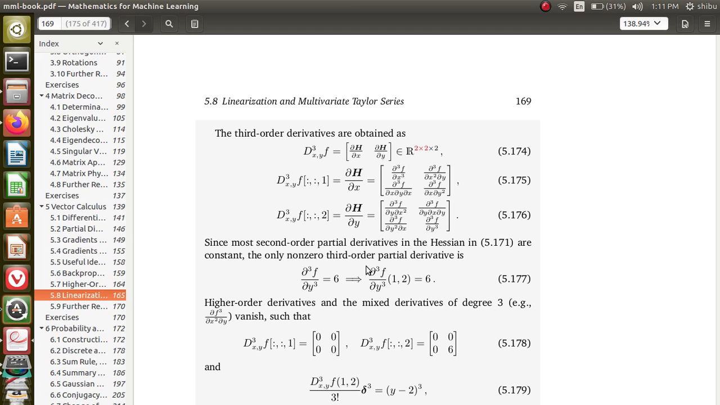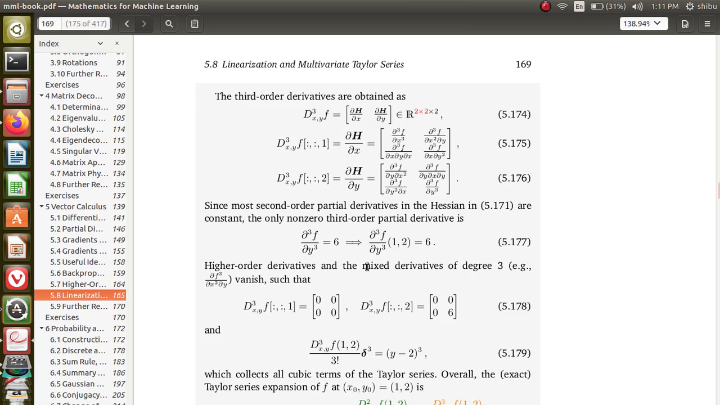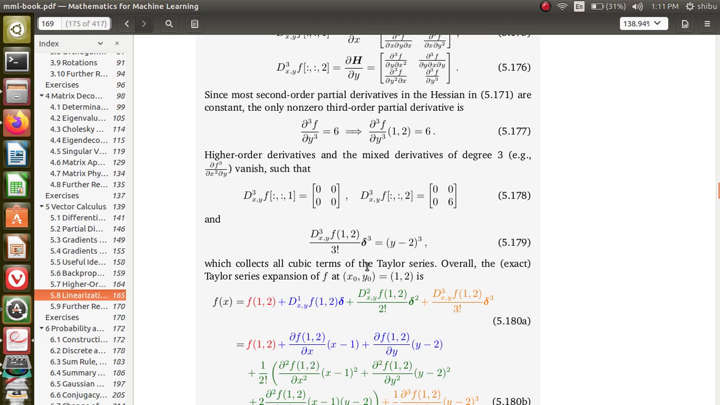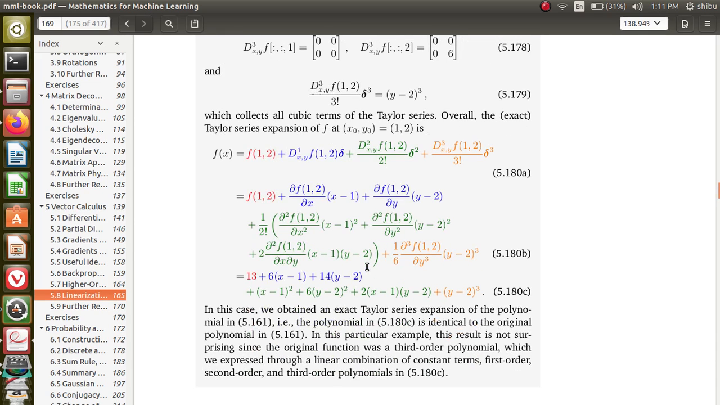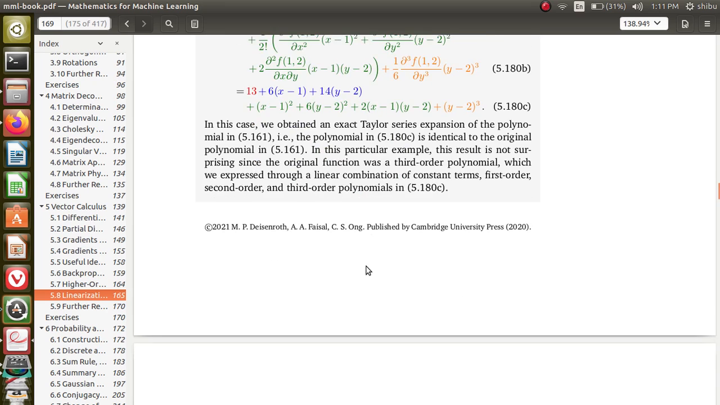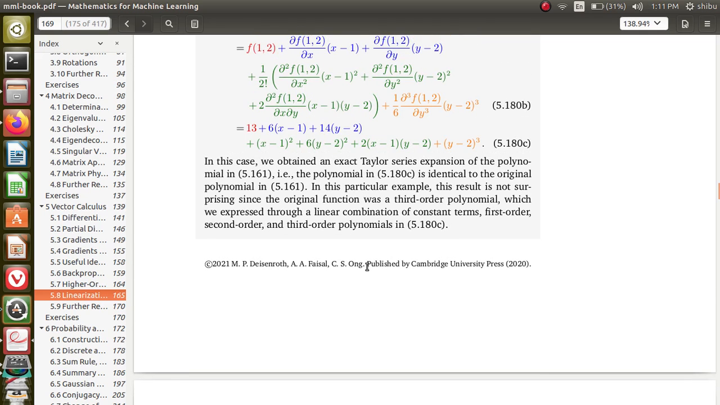Such that D cubed_xy f of 1, 2 delta cubed is equal to this, and that is equal to y minus 2 the whole cubed. So expanding this, we get an equation like this, and we will do more examples in the live session. So that's all about Taylor series expansion of multivariate variables, and we will discuss some examples in the class, and once you do those examples, you will be thorough with these concepts.